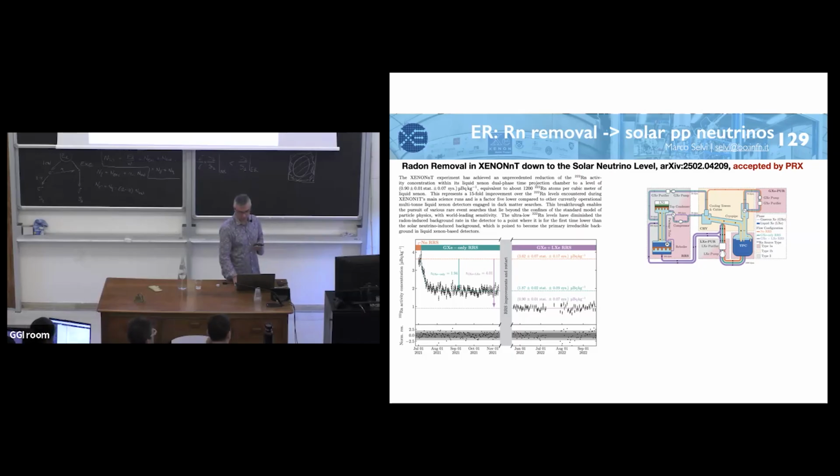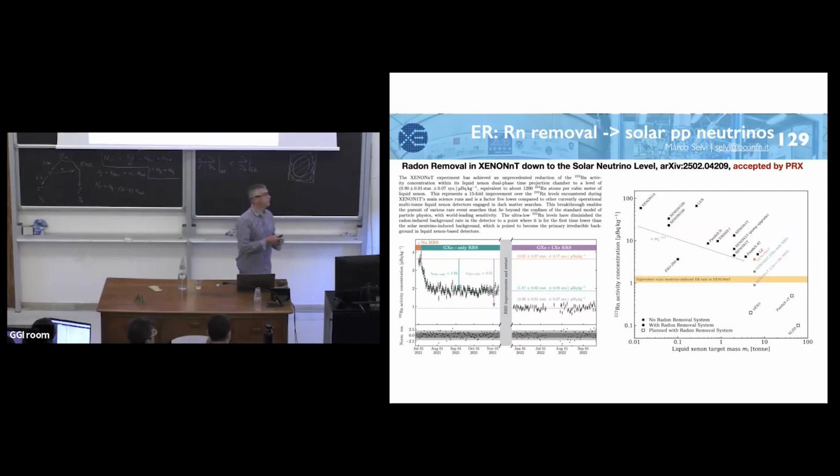Why is this important? This is important because with this radon level, as I mentioned yesterday, we went to a background induced by radon compatible with the one induced by solar neutrinos. Here are the pp neutrinos, so the most abundant and lowest in energy, that produce elastic scattering of electrons. And so this means that we are almost done, not fully, but we are almost done.